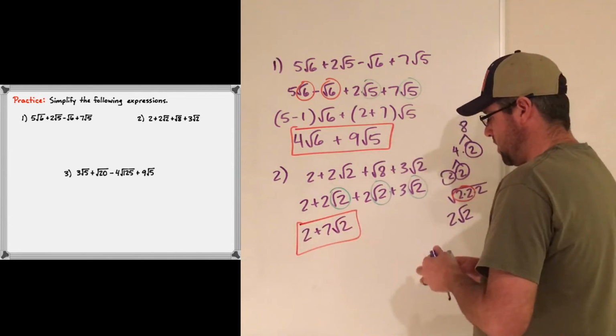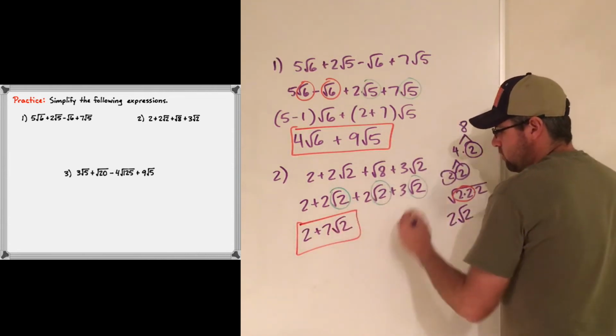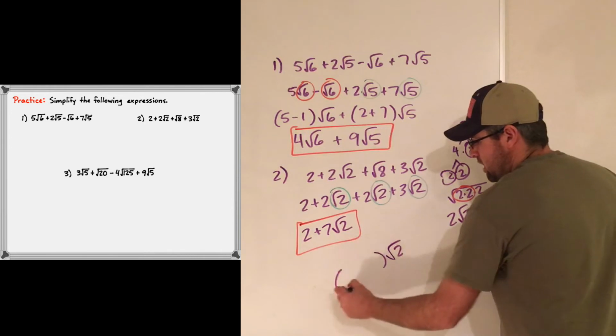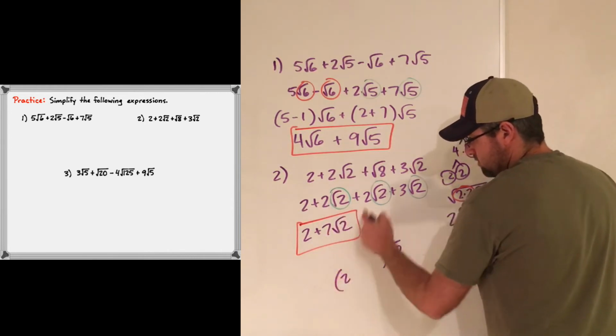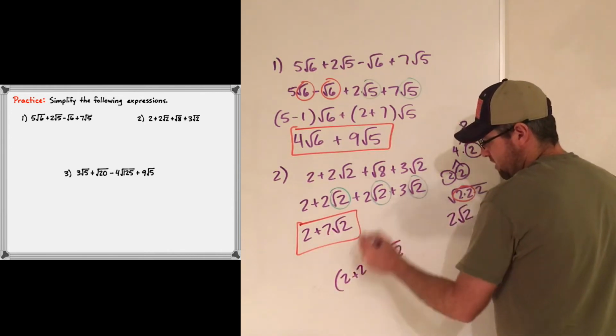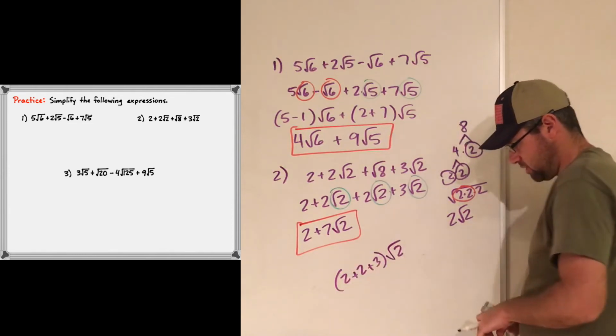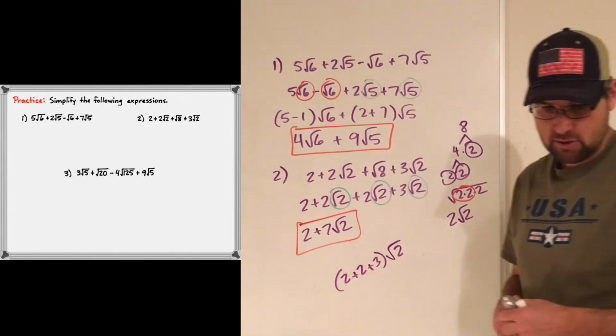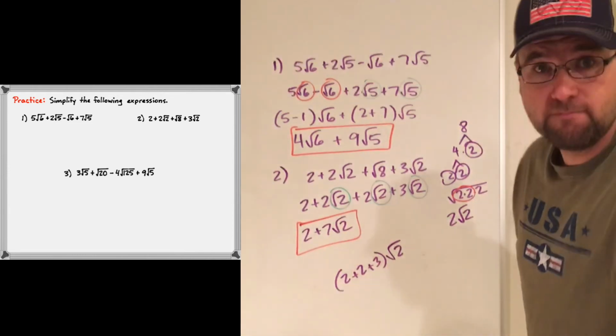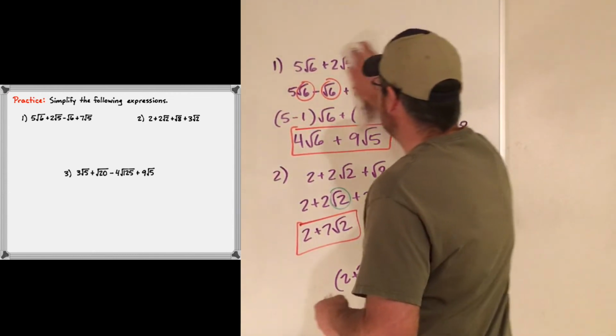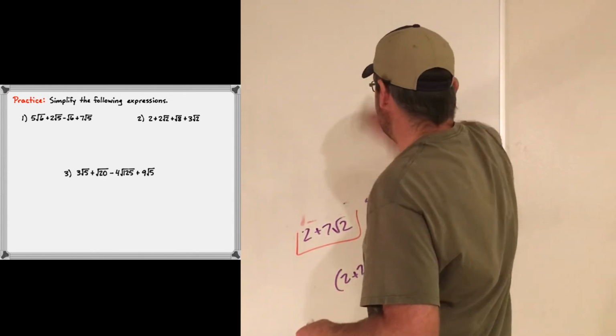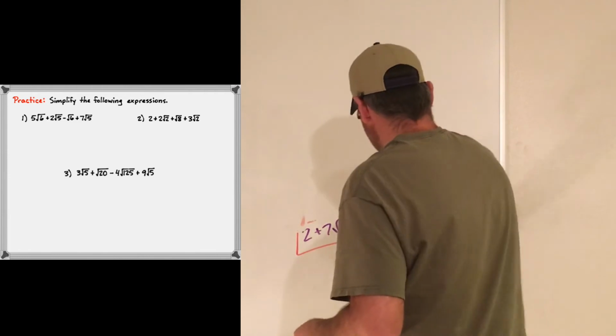Just in case you didn't see where I got the 7 from, I took a rad 2 out of all of those. And what was left over was this 2, and that 3. So 2 plus 2 plus 3 is 7. Okay, so that is number 2. And then number 3 has some bigger numbers here, so we're going to have to erase the board so we have more space to work with.